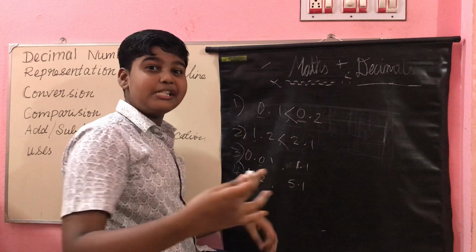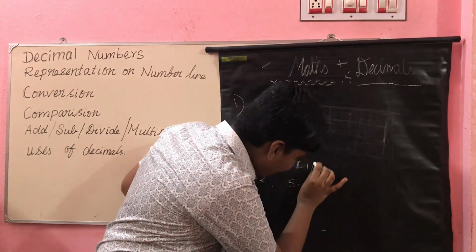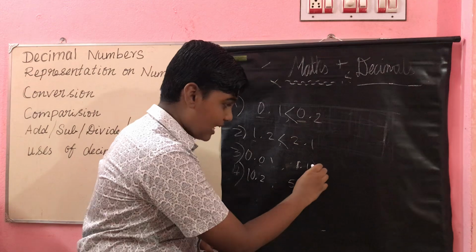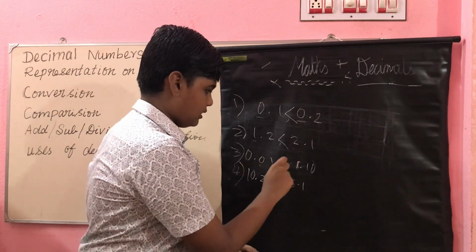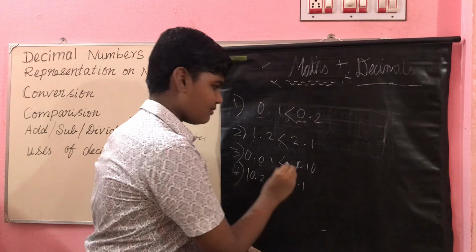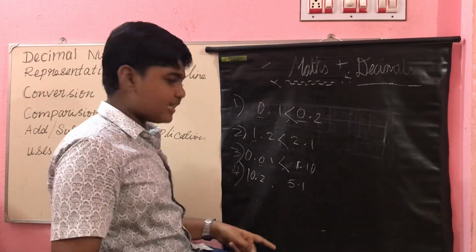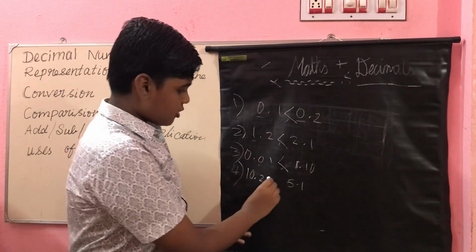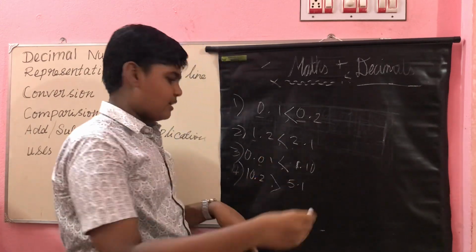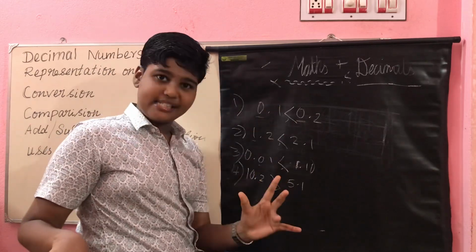Yes, our friend 0 comes now. We need to add a 0 and check which one is greater. Here 0, here 1. So this is greater. Understood, friends? Here 10.2 and 5.1, this we can directly do, but I changed the value of the whole number. So this is greater. Understood, friends? So this is how we compare decimal numbers.